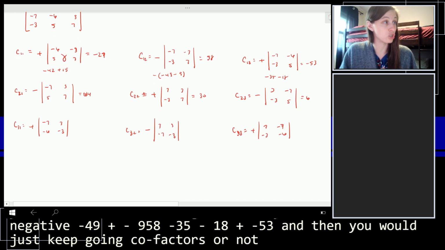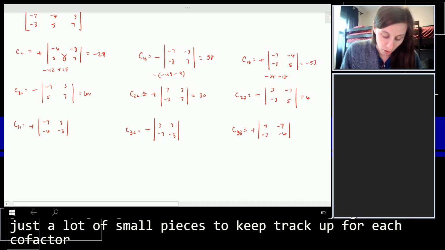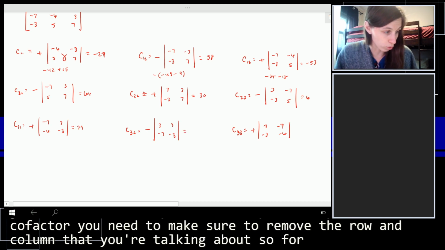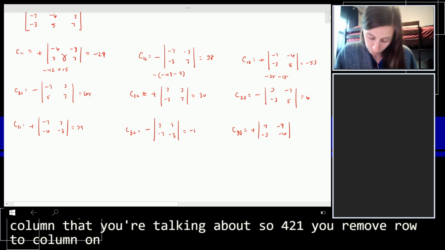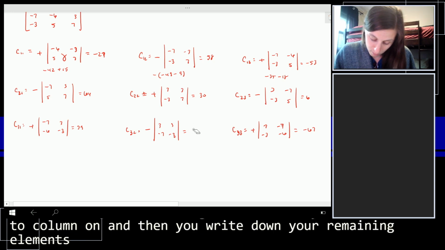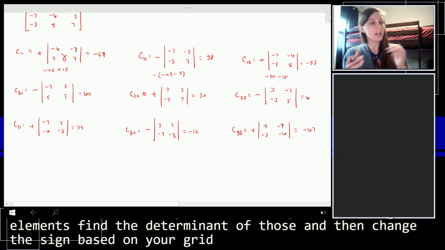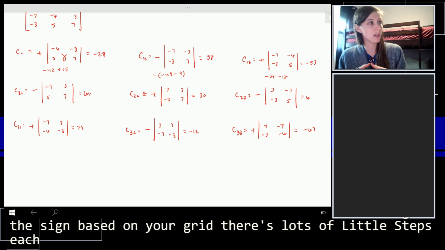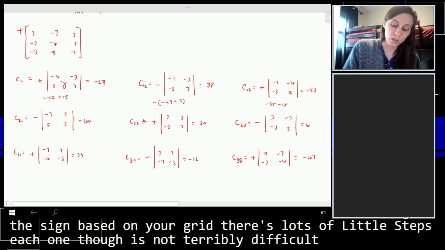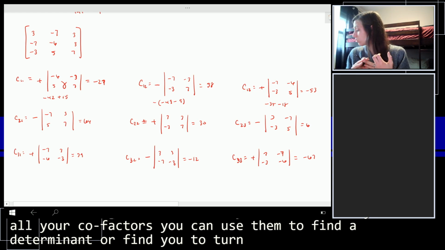Cofactors are not that challenging. There's just a lot of small pieces to keep track of. For each cofactor, you need to make sure to remove the row and column that you're talking about. So for 2, 1, you remove row 2, column 1. And then you write down your remaining elements. Find the determinant of those, and then change the sign based on your grid. So there's lots of little steps. Each one, though, is not terribly difficult. Once you have all your cofactors, you can use them to find your determinant, and find your adjoint matrix.